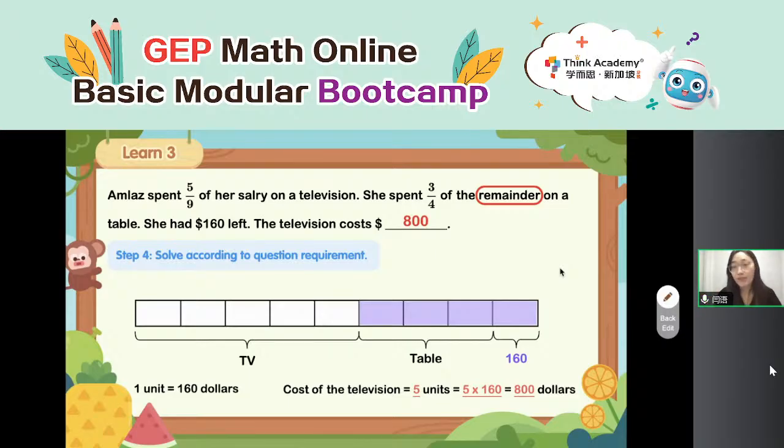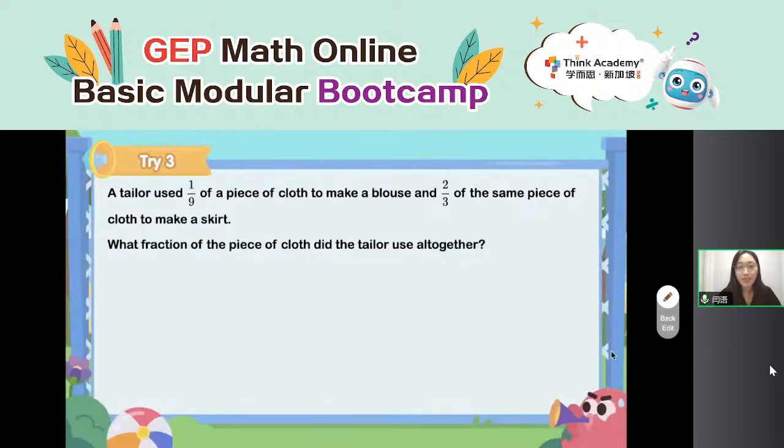So now you see, for the fraction word problem, actually we can also turn that into the model drawing problem, right? And again, what is the key point? Let's have a quick summary. But before that, I want to show you another type of fraction word problem. Here you see, a tailor used 1/9 of a piece of cloth to make a blouse and 2/3 of the same piece of cloth to make a skirt. What fraction of the piece of cloth did the tailor use altogether?